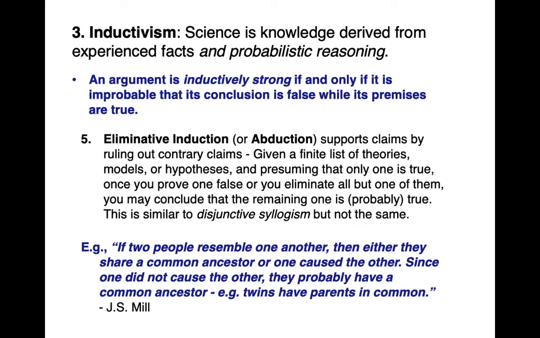Finally, let's discuss eliminative induction, okay? Eliminative induction, or abduction, supports claims by ruling out contrary claims. Given a finite list of theories, there's only so many theories we can entertain at one time, models, hypotheses, and presuming that only one is true, once you prove one is false, or you eliminate all but one of them, you may conclude that the remaining one is probably true. This is not a guarantee. This is similar to disjunctive syllogism, which I showed you in an earlier slide for this lecture, but it's not the same. Example from John Stuart Mill.